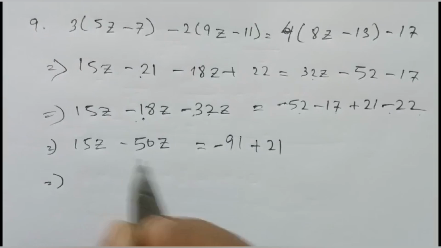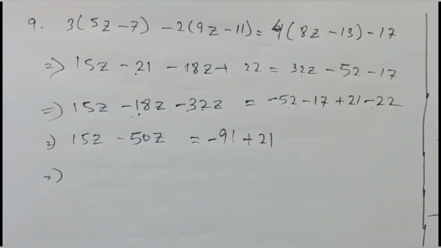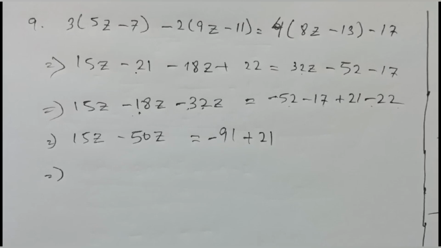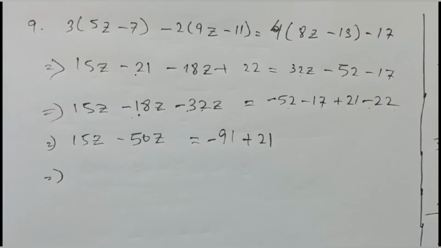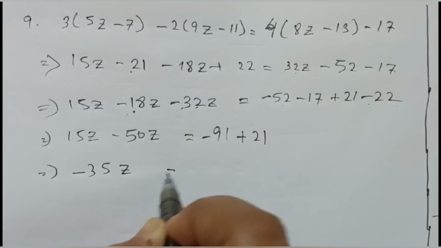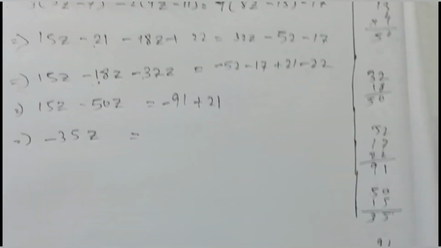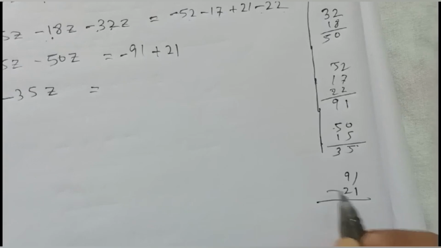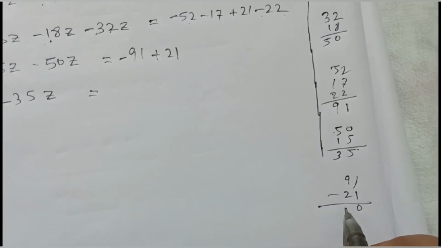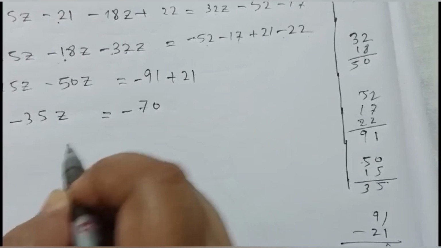So now 15, 50 minus 15. How much will we get? 35z. So the sign will become minus. Then here 91 minus 21. 91 minus 21, how much will we get? 70.